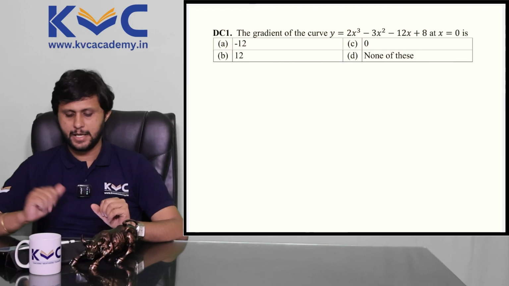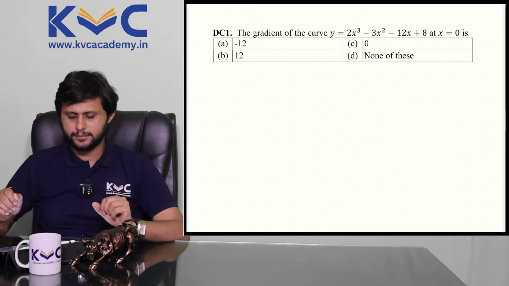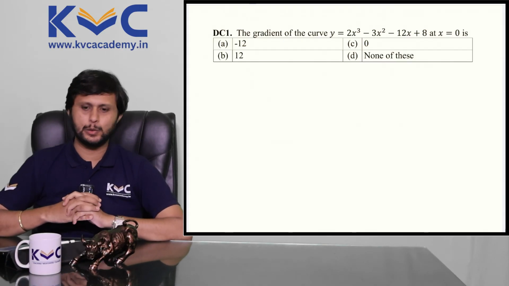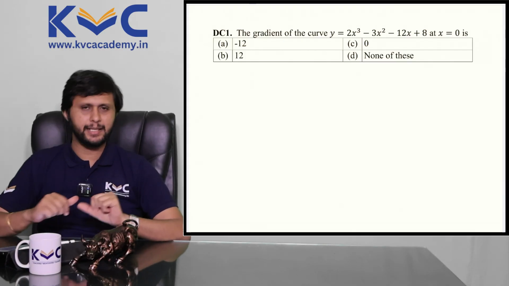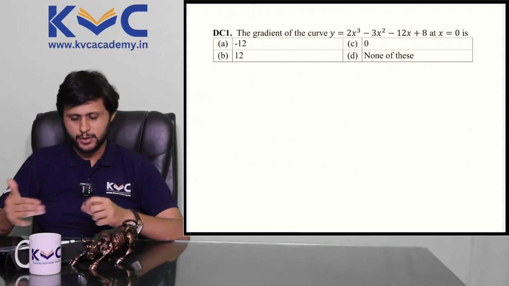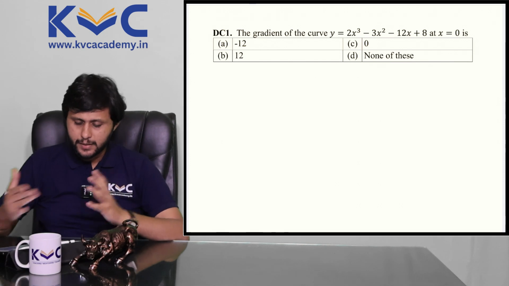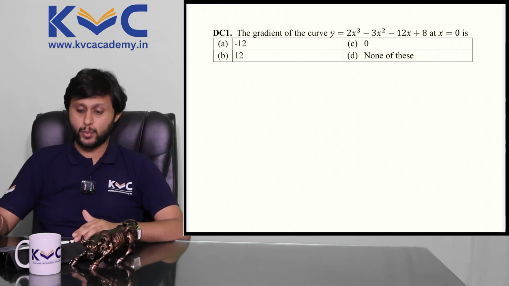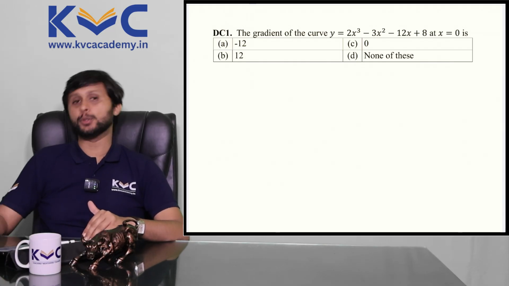Yes. First question. The gradient of the curve. I don't know what this gradient is. Gradient is nothing but the slope of the curve or the tangent of the curve. We don't have to worry much. Basically, we find it through differentiation only. We have to differentiate the given curve and then it continues. The curve is given. Y is equal to 2x cube minus 3x square minus 12x plus 8 at x equal to 0.